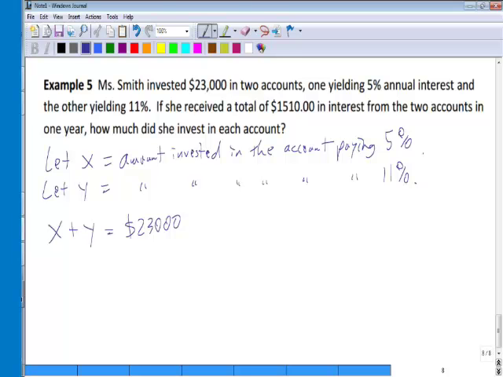The other equation has to do with the interest. We've got the total interest. So if we could somehow express the interest that the 5% account yielded in terms of X, and the interest that the 11% account yielded in terms of Y, and add those together, that should add up to $1,510.